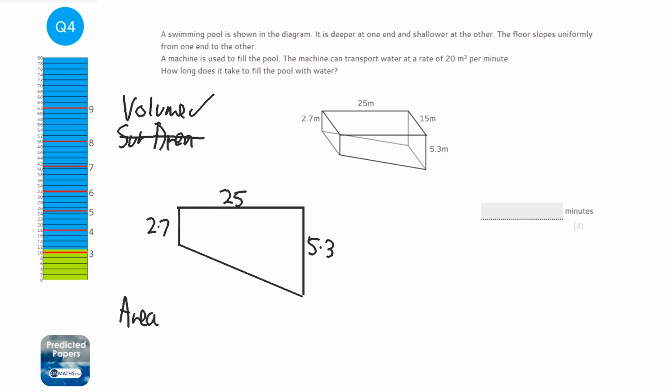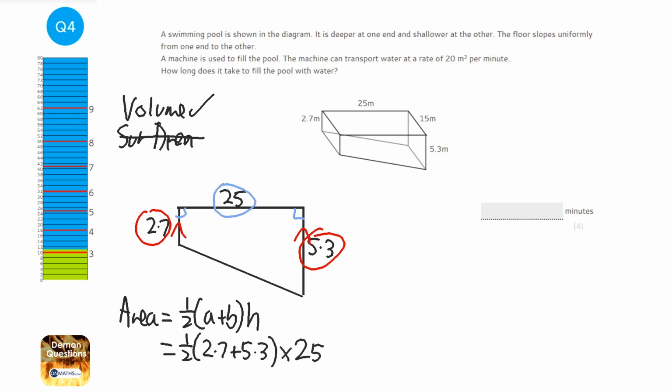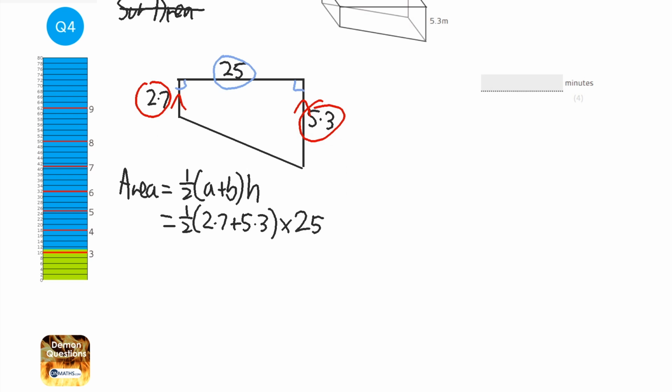So first of all, work out the area. Now the area of a trapezium is half (A plus B) times H. Now A and B are always the two parallel sides, and then the height is the one that connects them at right angles. So the height is going to be 25 there. And all you're doing is working out the average of the two bases, the 2.7 and 5.3, and we're timesing that by 25. Okay, so we'll crack our calculator out. 2.7, some of you will probably see this straight away.